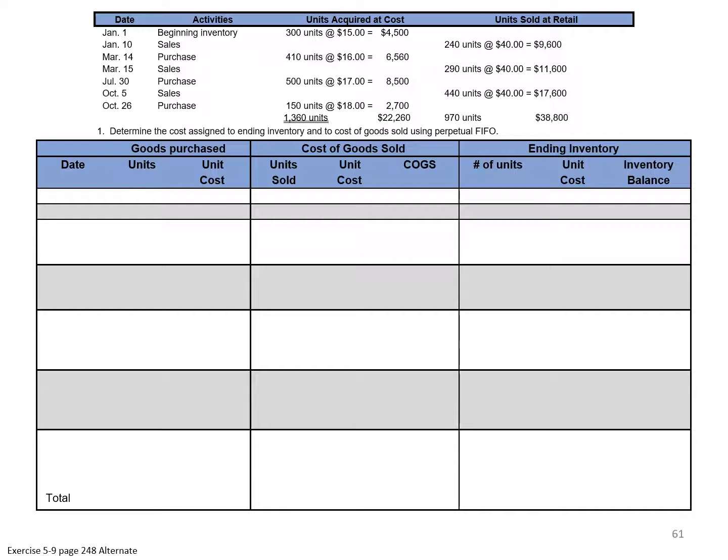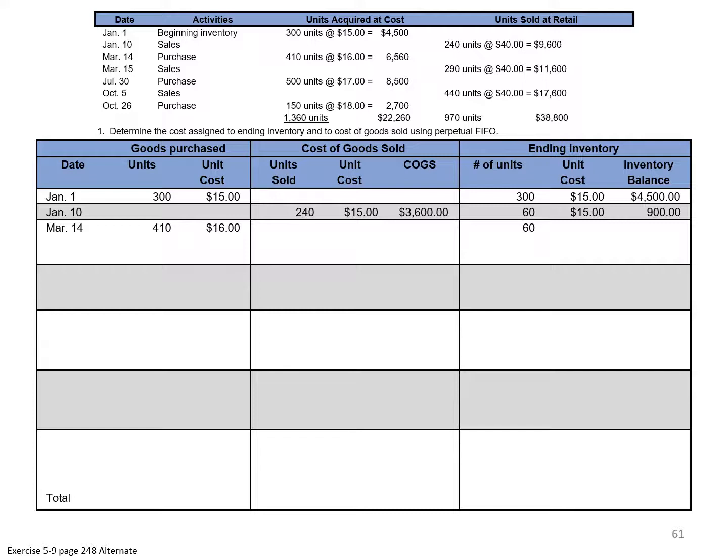All right, so under the FIFO method, January 1st, we had 300 units at $15 each. So our ending inventory after January 1st activity is $4,500. We sold 240 units on January 10th at a cost of $15 each under the FIFO method. So 300 minus 240 means we have 60 units left in our ending inventory at a cost of 15, or 900 bucks. Then on March 14th, we made a purchase of 410 units at $16 each.